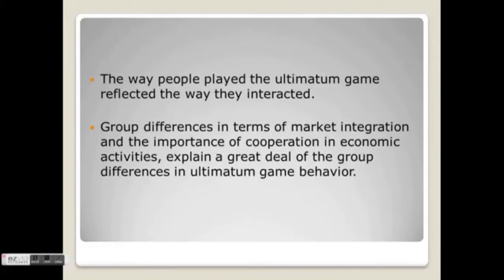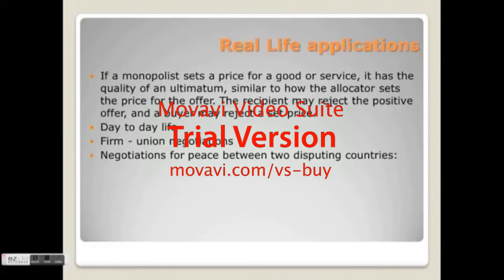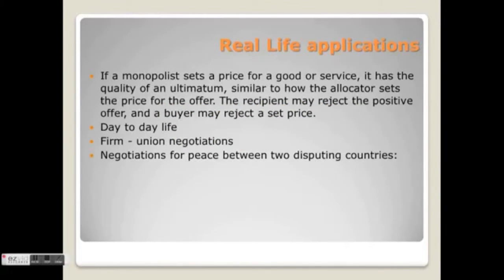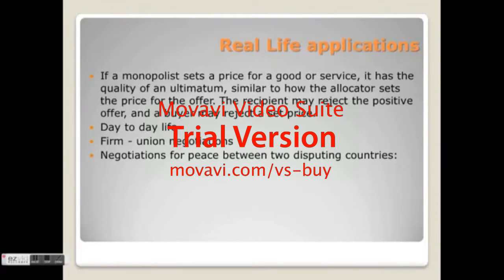Now let's look at some real-life applications of how Ultimatum game theory can take place more than just in a classroom. Imagine a monopolist setting a price for a good or service. Is this by default similar to how an allocator sets the price for the offer? The recipient can reject the offer, and a buyer can reject a set price. Generally speaking, consumers may be unwilling to participate in an exchange in which the other party gets too large a share of the surplus.